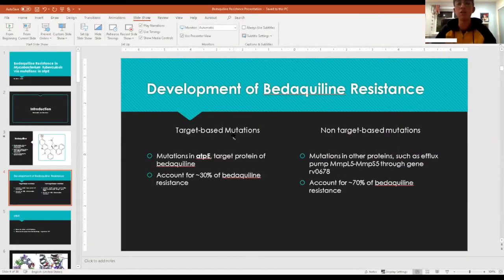So there's two main mutations that have developed that cause this resistance to occur in tuberculosis. One class is called target-based mutations, which are basically mutations that occur in the ATPE protein. They account for about 30% of bedaquiline resistance, and this is the type of mutation that I've studied in this project. The other class are the non-target-based mutations, so they're mutations in other proteins.